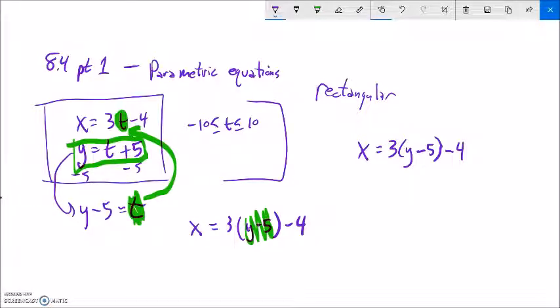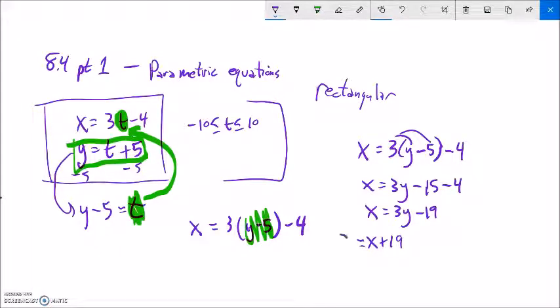But I'm going to take it a little further just to think about this for a sec. Distribute that 3. And then I have x equals 3y minus 19. Now, if I want to get y alone, I can add 19 to both sides. So I have x plus 19, and then I still have this 3y. Multiply everything by a third. A slope of 1/3 and a y-intercept of 19/3.